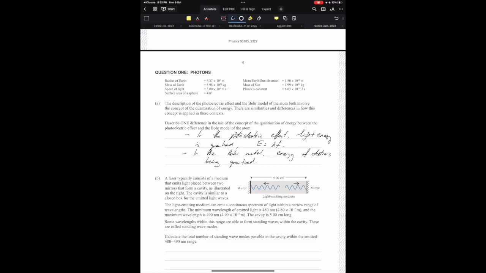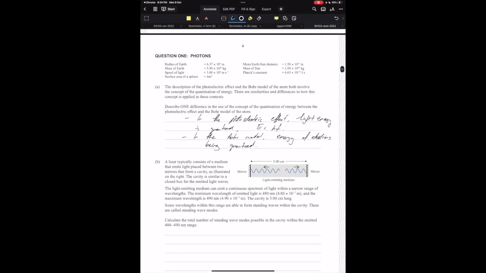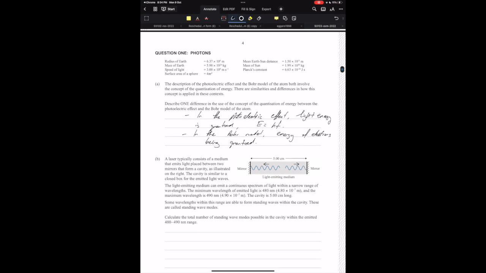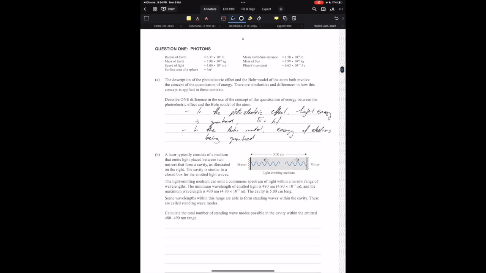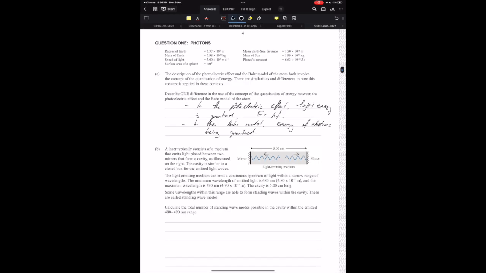For this question, as long as you can say a specific difference between the two concepts, it's not really a matter of copying exactly what I wrote or what the marking schedule says. As long as you can justify your difference, it's okay.